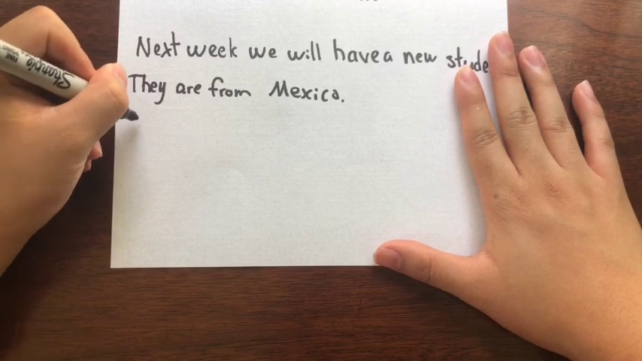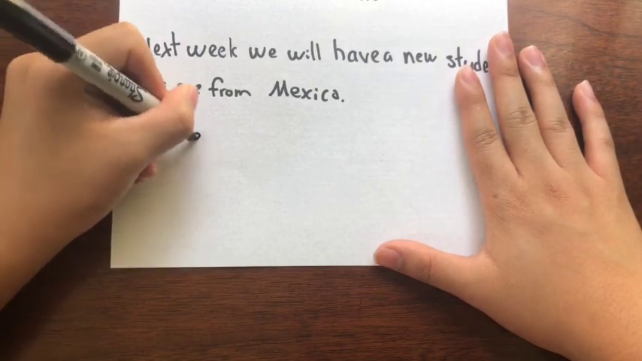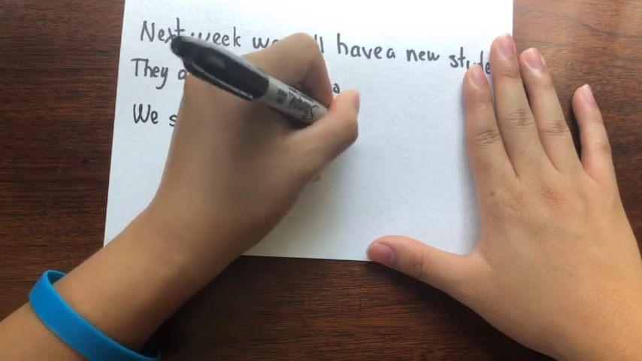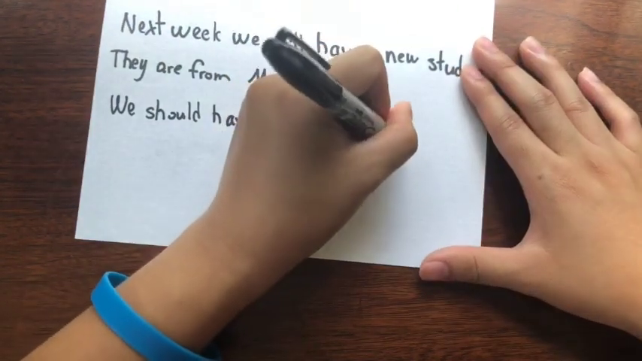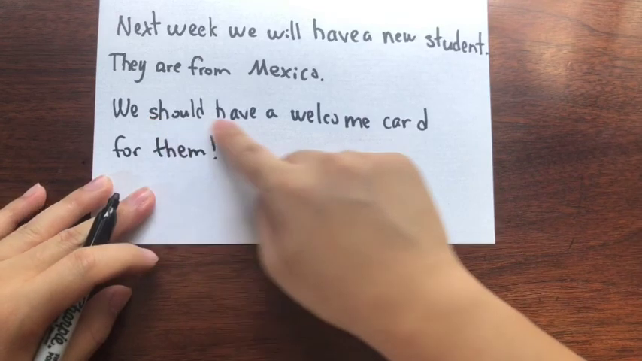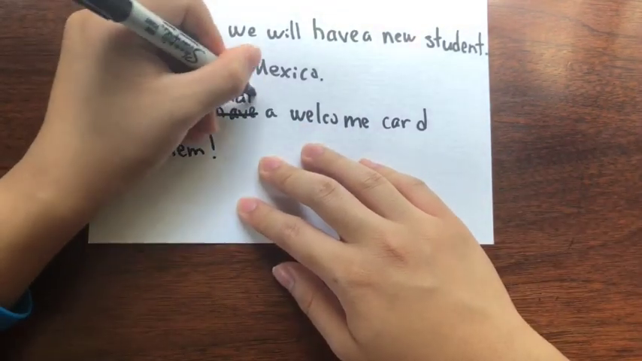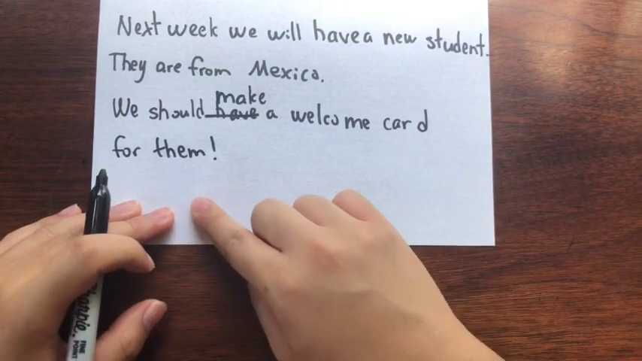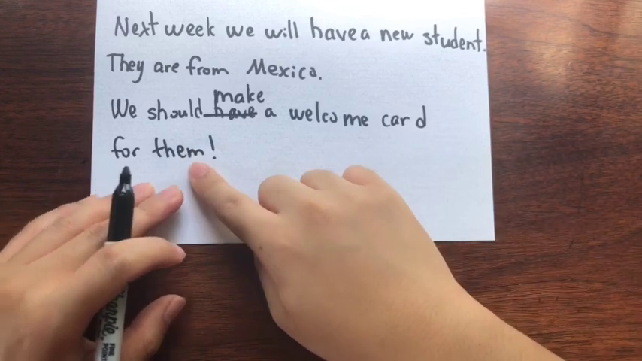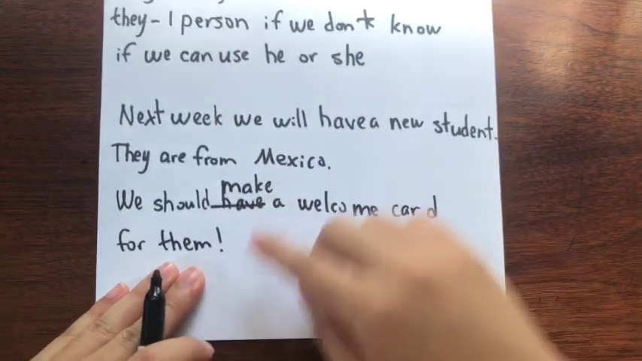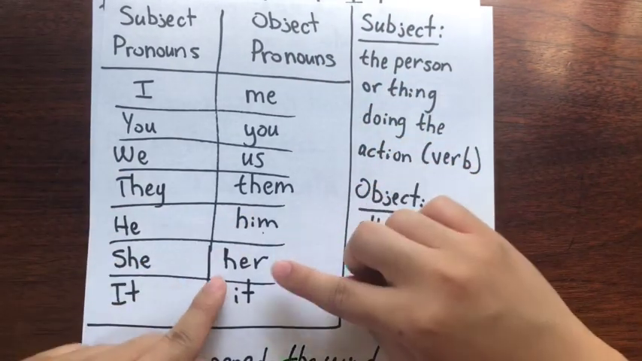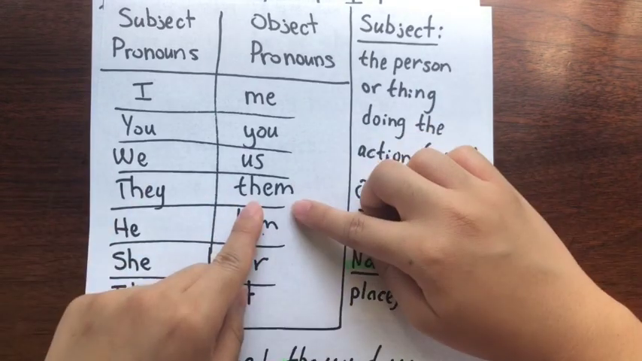We can also say, we should make a welcome card for them. So this card says, welcome, welcome to class, or welcome to America, for them. Again, this is one person. And we're using the object pronouns. So we can say for him or for her, but because we don't know, we can say them.